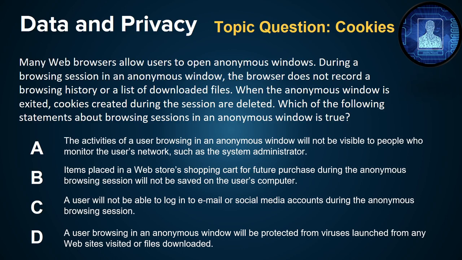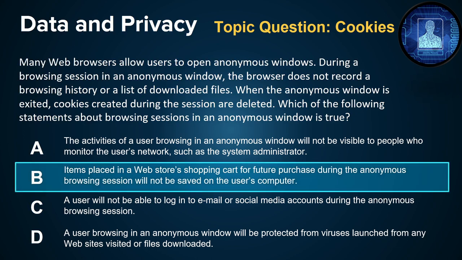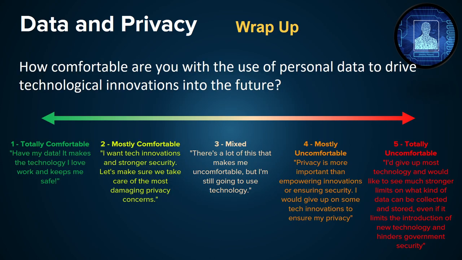So yeah, sure, if you're using that same computer, you may not be able to see what the user's been doing. But someone on the network monitoring the traffic would know. So the true thing is that if you're using a shopping cart, then yeah, that stuff will not be saved because the cookie will be deleted. So that's the true thing. Okay. All right, so here's the kind of sliding scale of privacy and security. You may be somewhere on that scale.